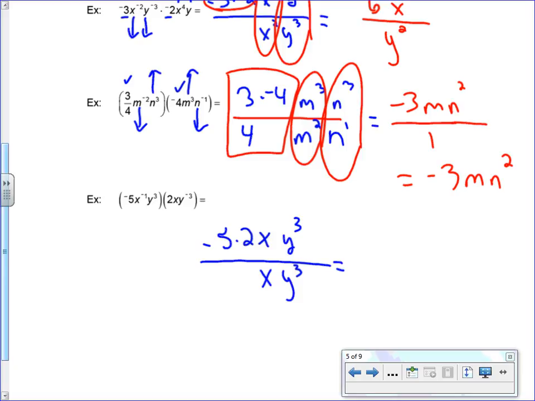Okay. All right, so what happens? What happens to the X's? They cancel out. What happens to the Y's? They cancel out, and this answer turns out to be -10. Just -10. Okay? All right, we're almost there. Okay, that's a long one.